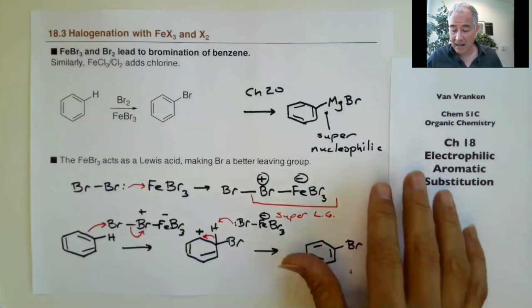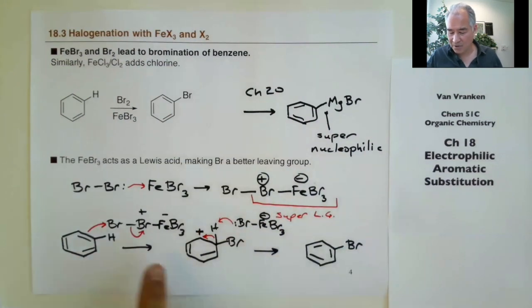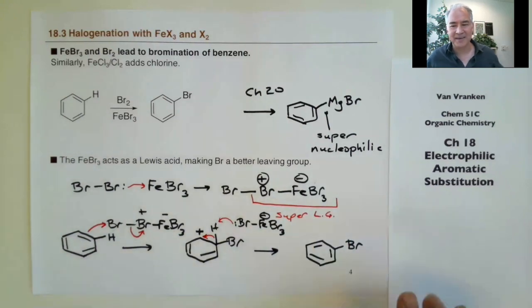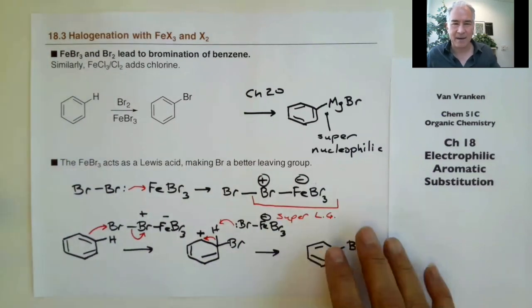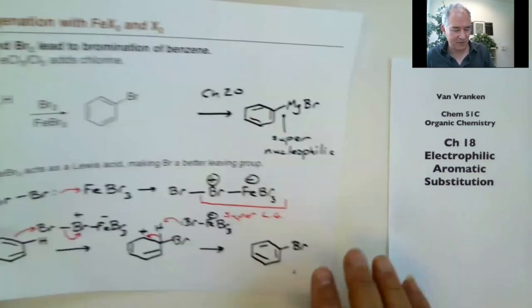And the mechanism for halogenation with chlorine is you just replace all the Brs with Cls, and it's the same as the one I just showed you here. The mechanism isn't different for chlorination. It's the same, so I'm not going to bother to show you the mechanism for chlorination.